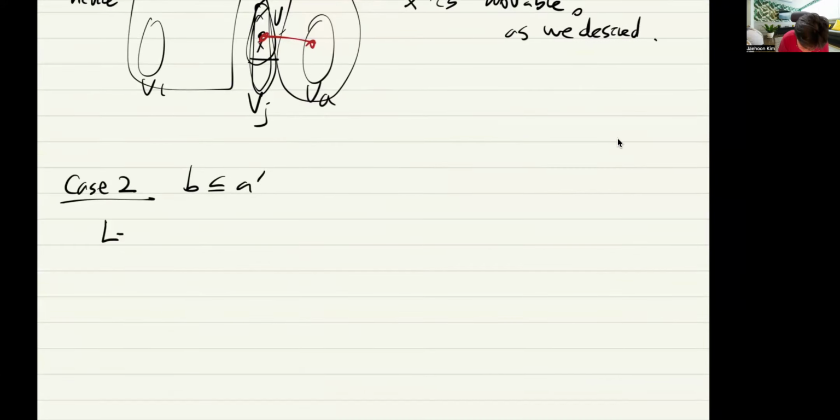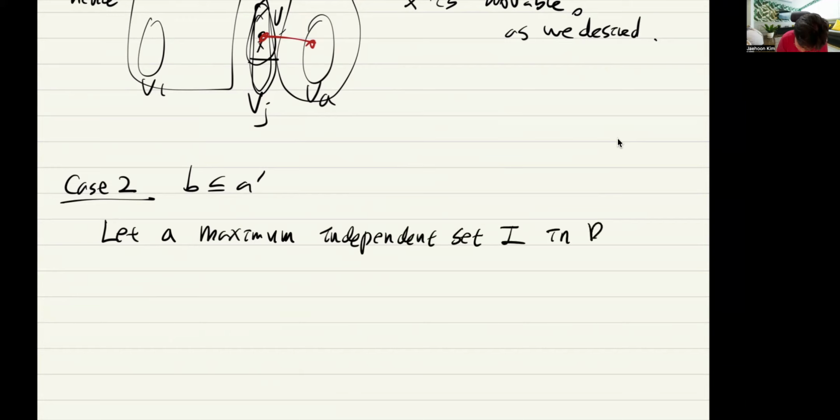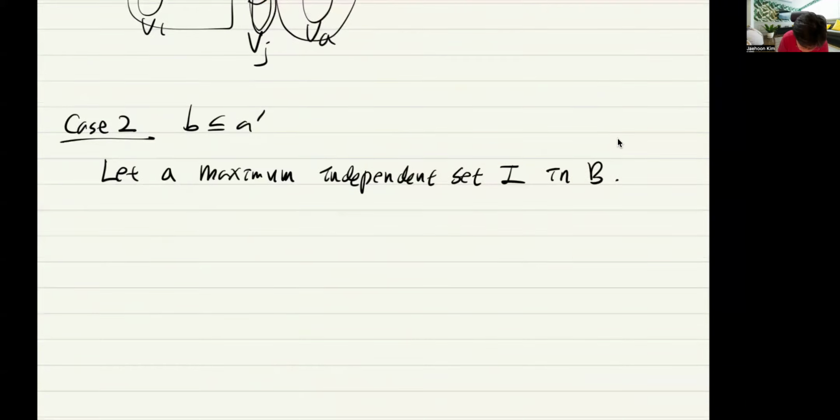Then what? Now we take a maximum independent set I in B. Then what do we know? Then we know that this I has size at least R. Okay? So in fact R plus 1, because P sub K has a bigger size.